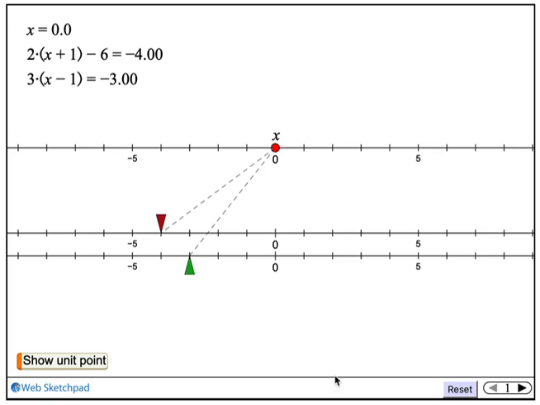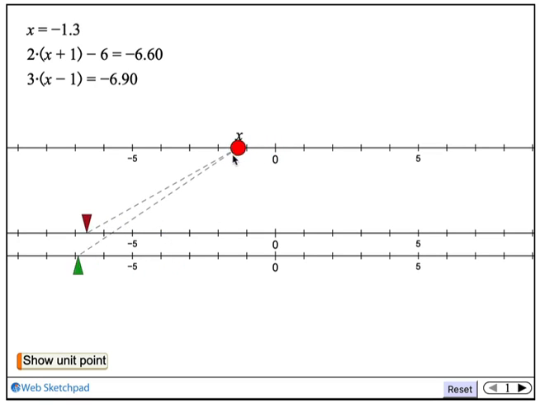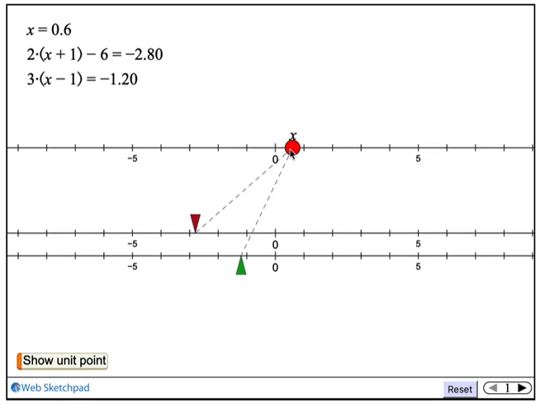Let's check it out. Here we have three number lines, all parallel to each other, and on the top number line, we have our variable x, represented by this point. And I can drag this point to the left or right, and as I do, I am varying the variable, and we see the location of point x on our number line reported in the top left corner. Right now it's equal to negative 1.9.